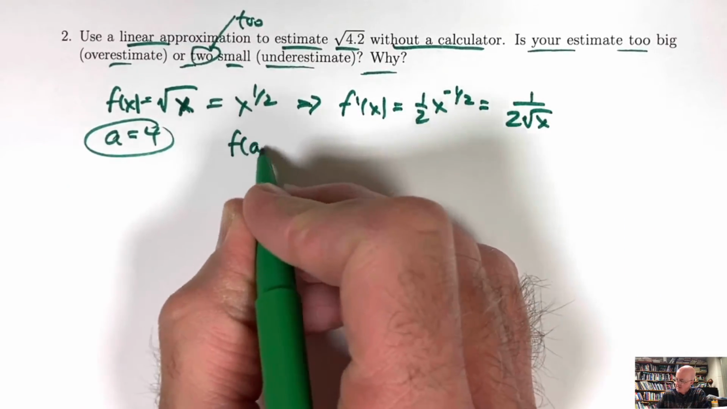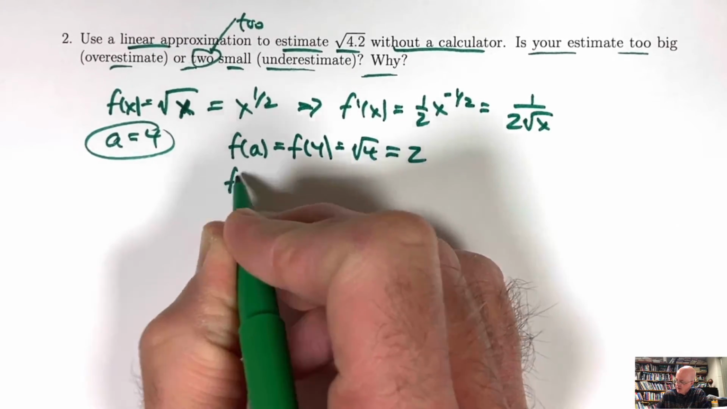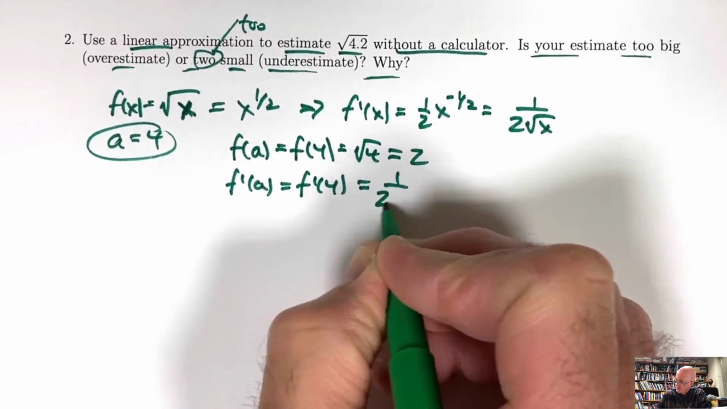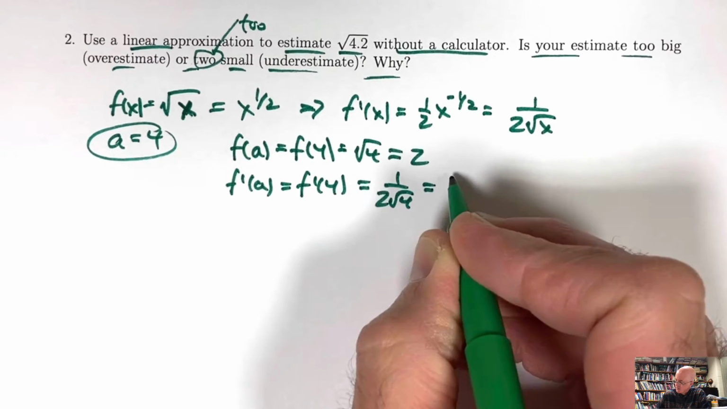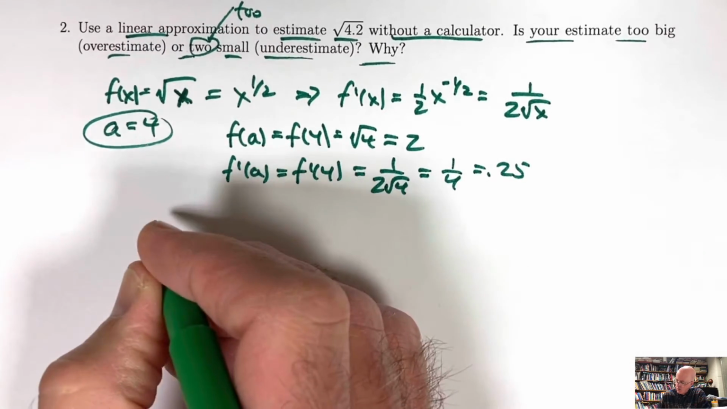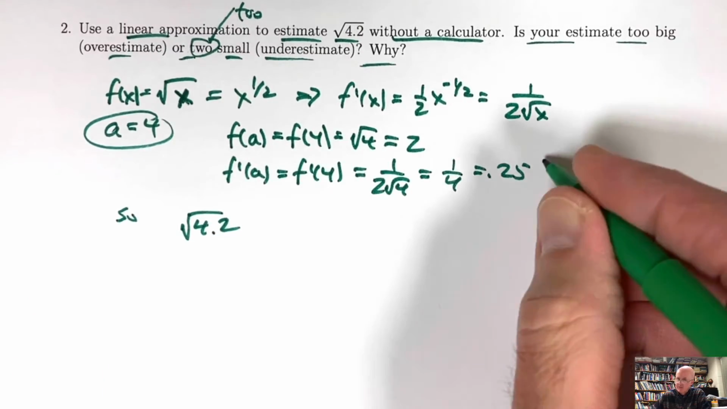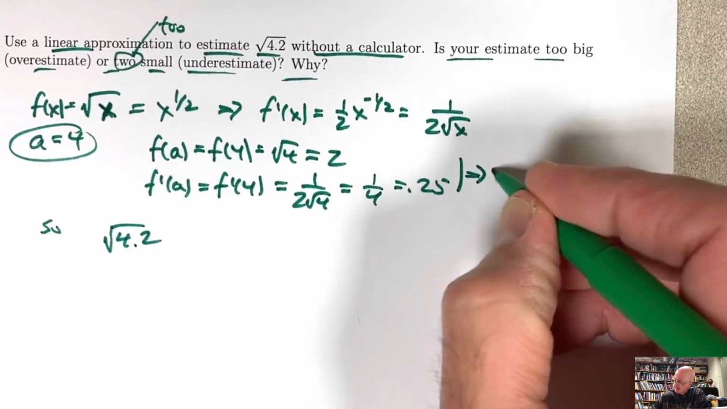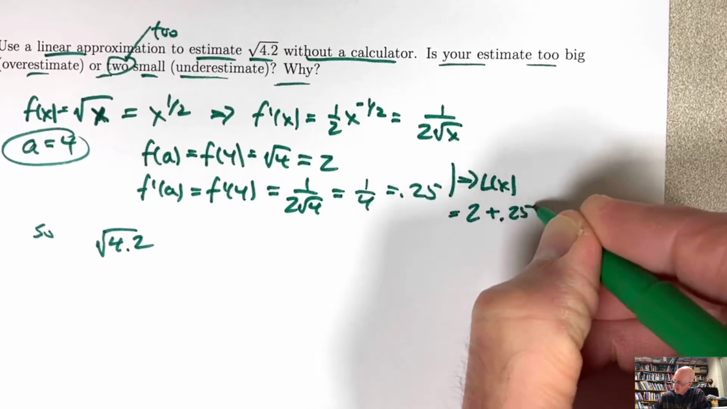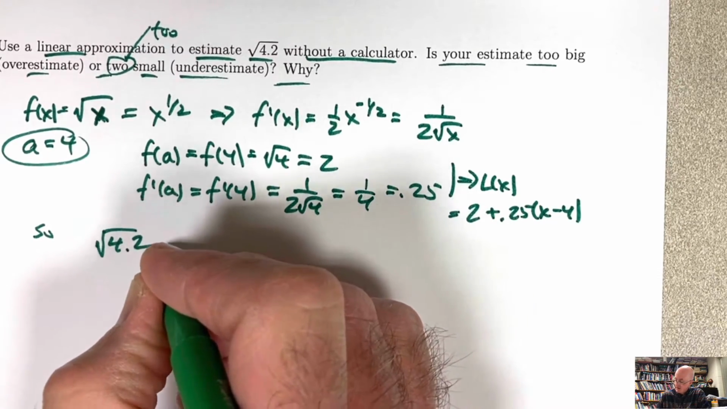f of a is f of 4, which is square root of 4, which is 2, and f prime of a is f prime of 4, which is 1 over 2 square root of 4. Square root of 4 is 2. That'll be 1/4 or 0.25 to help me do it without a calculator. So, square root of 4.2, well, okay, let's write the L of x here. This implies L of x is 2 plus 0.25 times, in parentheses, x minus 4. That's the linear approximation, tangent line approximation.